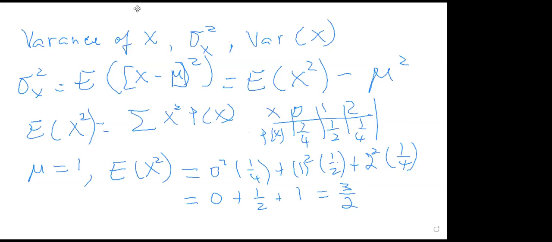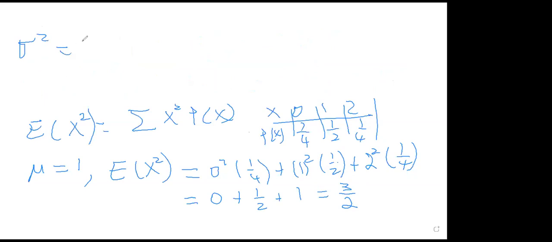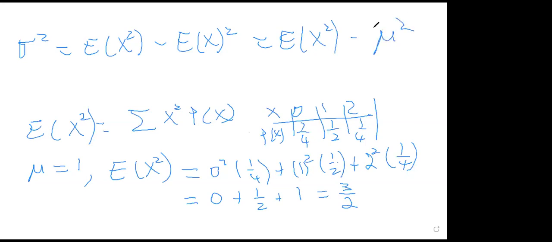Now we can find the variance. The variance is E of x squared minus E of x, squared. Or you can write it as E of x squared minus mu squared. E of x squared is 3/2. And E of x is 1. Squared, it is 1. So this is 3/2 minus 1, which is 1/2.